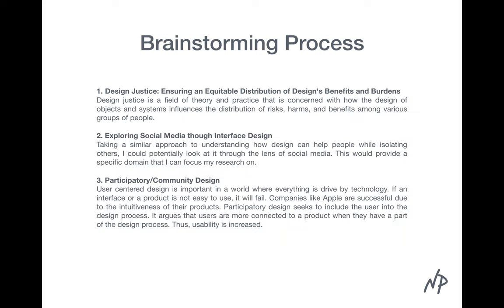So for the brainstorming process, I naturally went to Google and looked up a bunch of different theories within human-computer interaction, and I found topics such as artificial intelligence and machine learning, smart home products, social media, a variety of different things. And from our course learnings, design justice is a field of theory and practice that is concerned with how the design of objects and systems influences the distribution of risks, harms, and benefits among various groups of people.